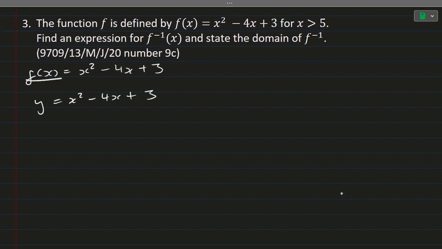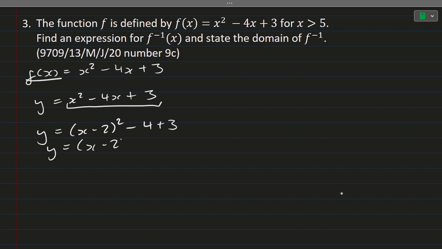So if you're finding the inverse of a quadratic function, you start by completing the square. So let's complete the square here. That's (x minus 2) squared minus 4 plus 3, which simplifies to y equals (x minus 2) squared minus 1. And then from here, our goal is to make x the subject of the formula. So let's start by moving negative 1 to the left hand side. It becomes y plus 1 is equal to (x minus 2) squared.